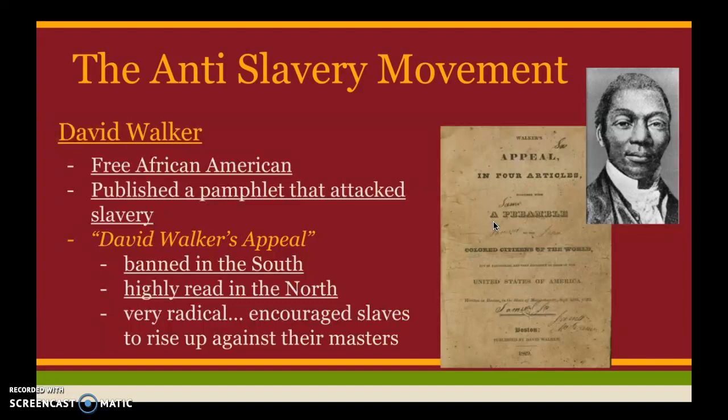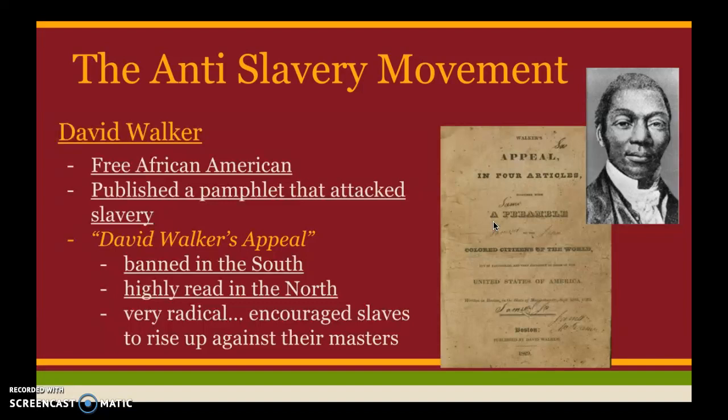The book was banned in the South, but as you know, if someone tells you not to do something, it makes you want to do it. So despite being banned and having laws against this pamphlet, people still read it. It was highly read in the North as well.